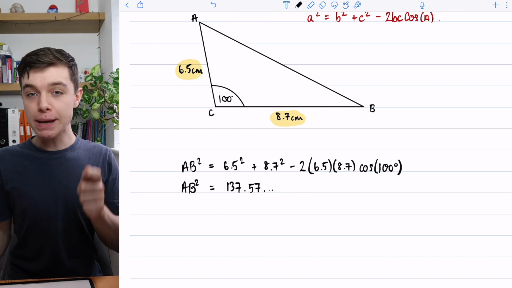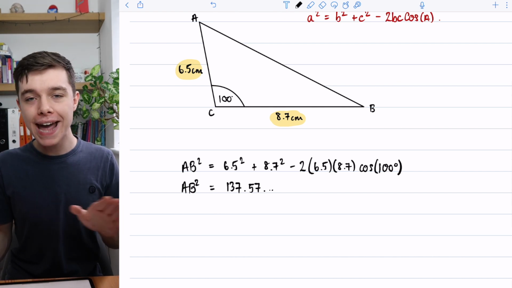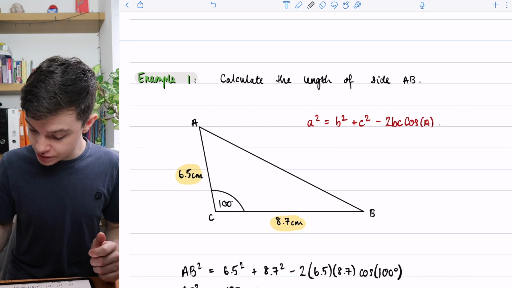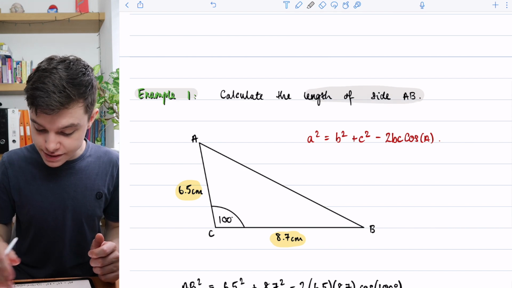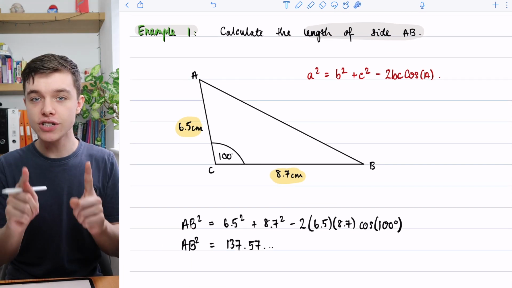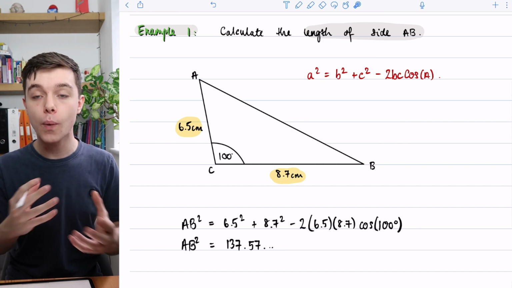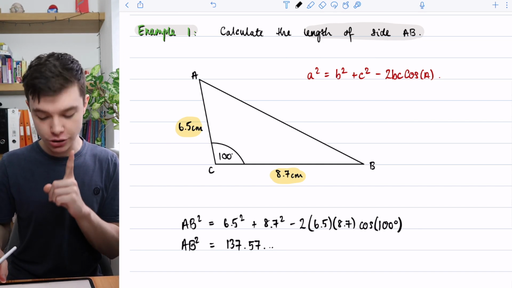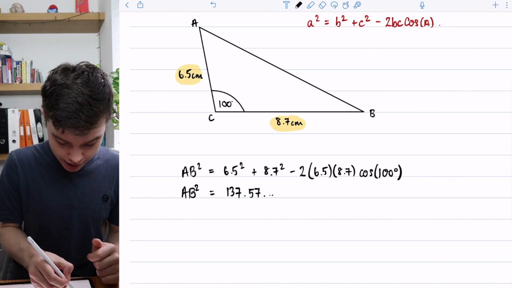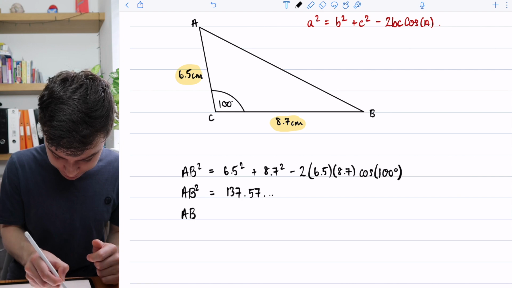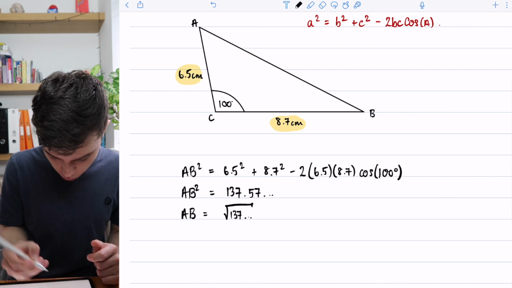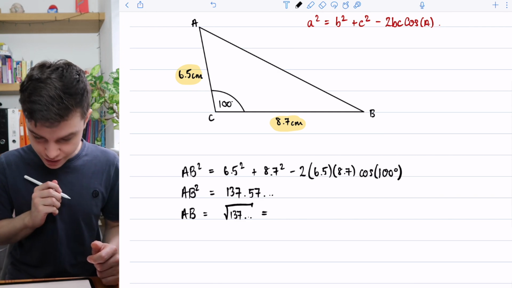Now, that gives me AB squared. I don't want AB squared, I want the length of AB. That was in the question, the length of the side AB. The side is not AB squared, so we just need to do one more step. We just need to square root. Don't forget that when you're doing these questions. That's not your answer, you need to square root both sides. So AB will then be equal to the square root of 137.75, etc.